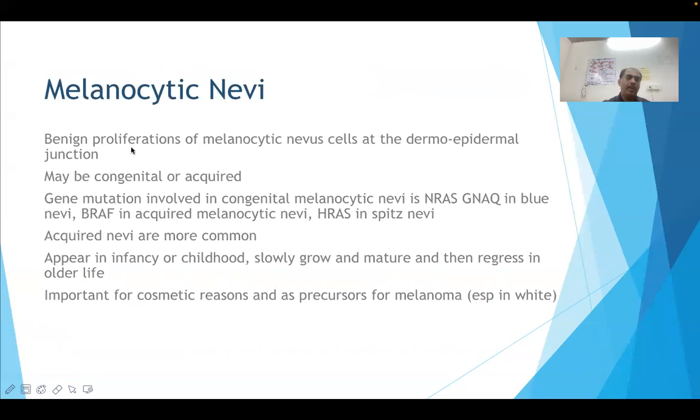Melanocytic nevi are benign proliferation of melanocytes at the dermoepidermal junction. They can be congenital, they can be acquired. Gene mutations such as NRAS, GNAQ, BRAF, and HRAS genes are involved in some of the melanocytic nevi, such as the blue nevus, the acquired melanocytic nevus, and the Spitz nevi. Acquired nevi are more common, which occur later in age, may appear in infancy or childhood, slowly grow and mature, and then regress in older life.